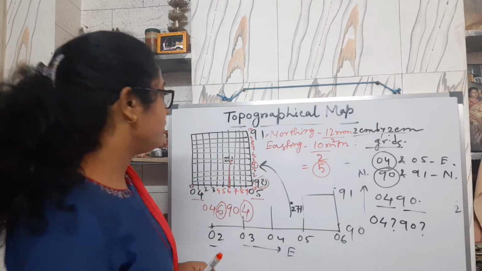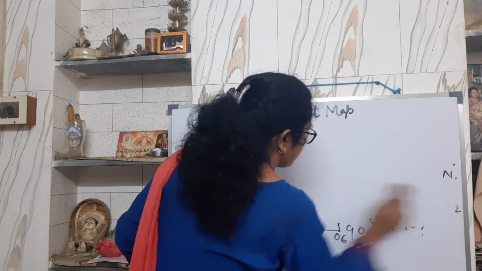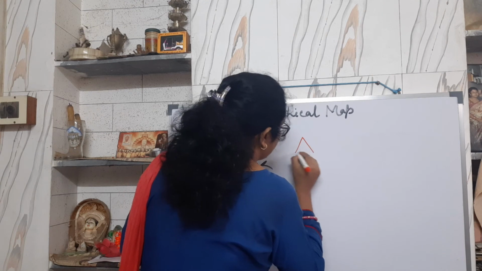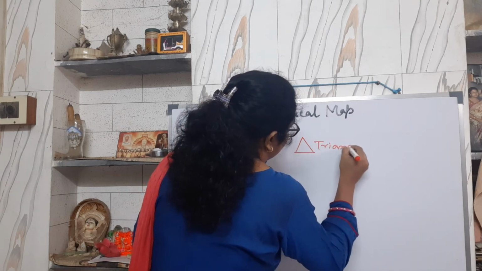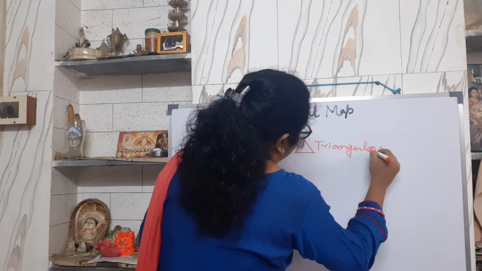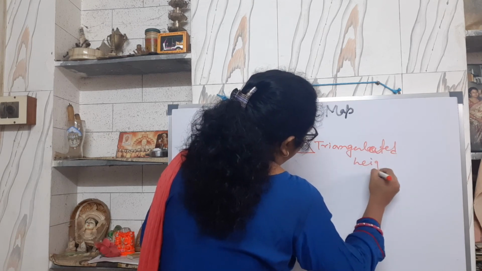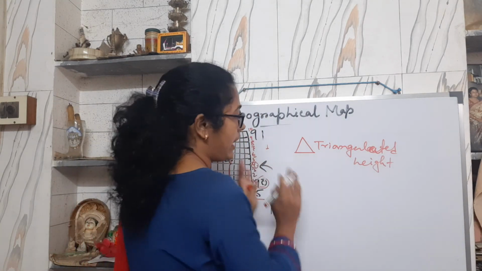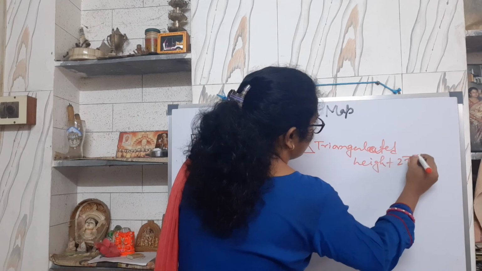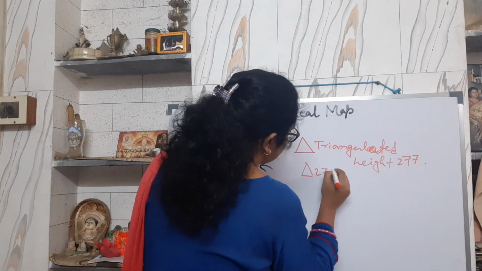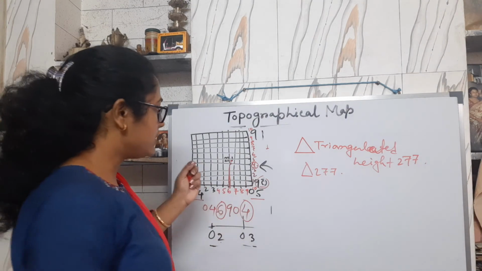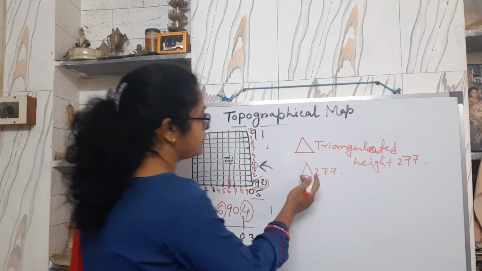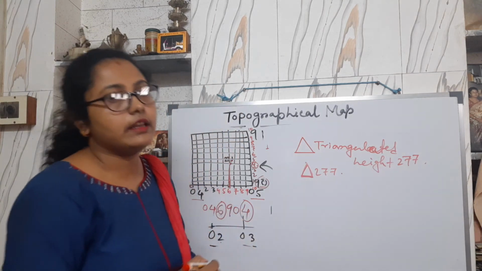Suppose the question given, find out the 6-figure grid reference of the triangulated height. Triangulated height will not be written. I am writing here so that you can understand. Triangulated height will not be written. Suppose triangulated height 277. How to find out? That was only a point. So easily you found out the 6-figure grid reference. But if the question is triangulated height, then you have to find out.